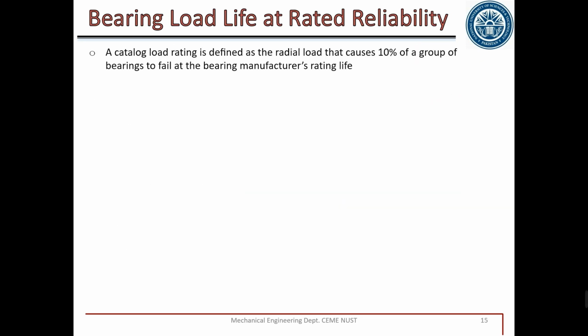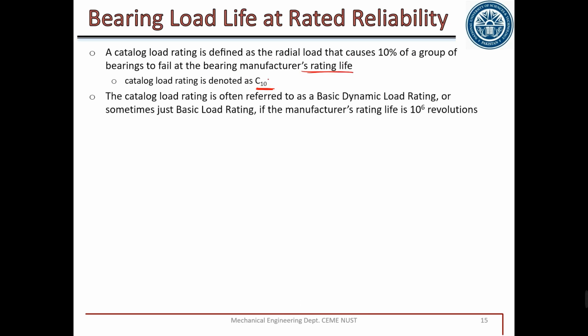So rated reliability or bearing life is shown in terms of catalog rating or C10. It is the same as B10 or L10, but as it is according to the catalog, we have the term C10. 10% of the group fails. Catalog load is the radial load that causes 10% of a group of bearings to fail, per the bearing manufacturer's rating life. So according to their rating life, 10% of parts are failing. Catalog load is often referred to as basic dynamic load rating or sometimes just basic load rating. That was the curve.